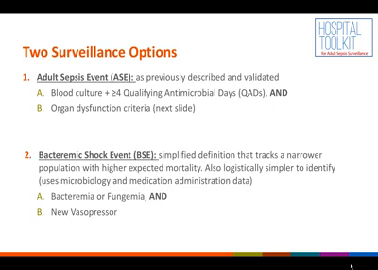The second option is the bacteremic shock event, which is a simplified definition that tracks a narrower population with a higher expected mortality. This is logistically simpler to identify because it relies on microbiology and medication administrative data, and is simply defined as the presence of bacteremia or fungemia and administration of a new vasopressor.